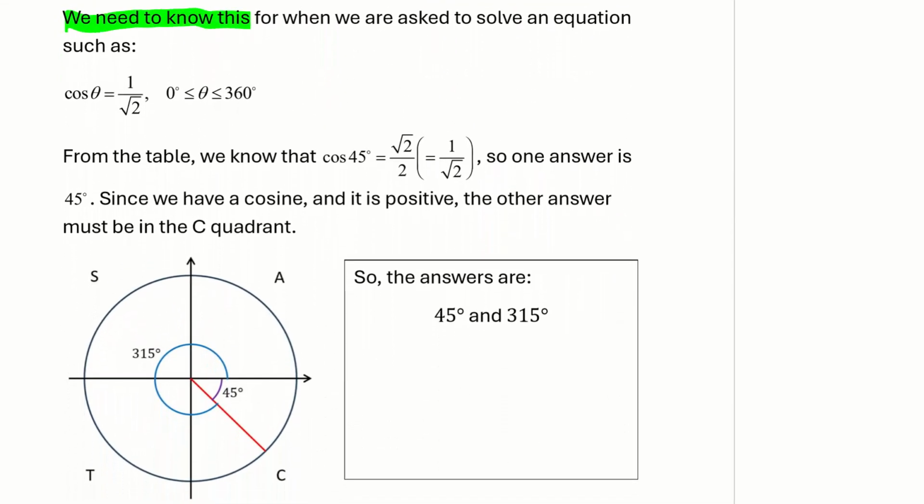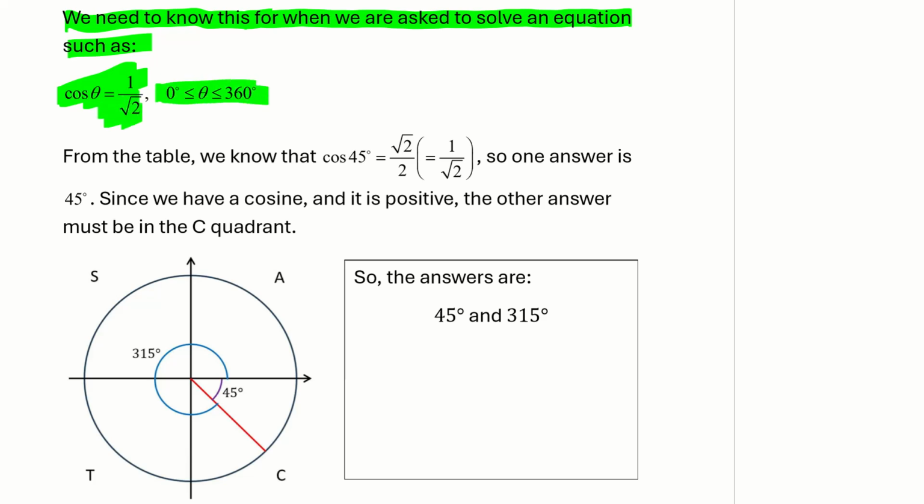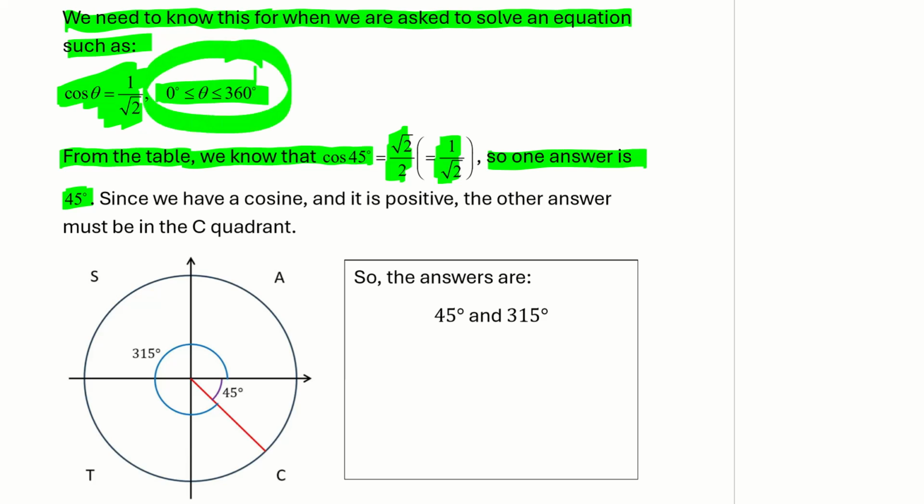And we need to know this stuff when we're asked to solve an equation, such as, and I've got two examples here. So cos theta is 1 over root 2. We want all the angles between 0 and 360. From the table, we know that cos 45 is root 2 over 2, and that is the same as 1 over root 2. So one answer is 45 degrees, because we know cos 45 is root 2 over 2, and 45 is in the range 0 to 360.